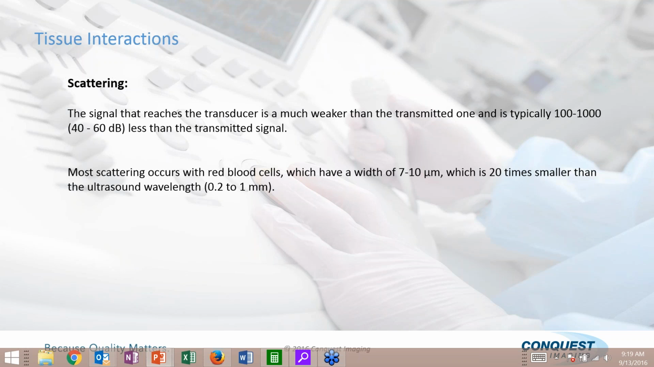But scattering does occur when sound hits bone or sound hits air. Conventional ultrasound does not transmit through bone or through air. And there are very specialized applications where we can transmit through bone. There's something called transcranial Doppler where we can actually penetrate ultrasound through thin bone, but that's a very specialized application.